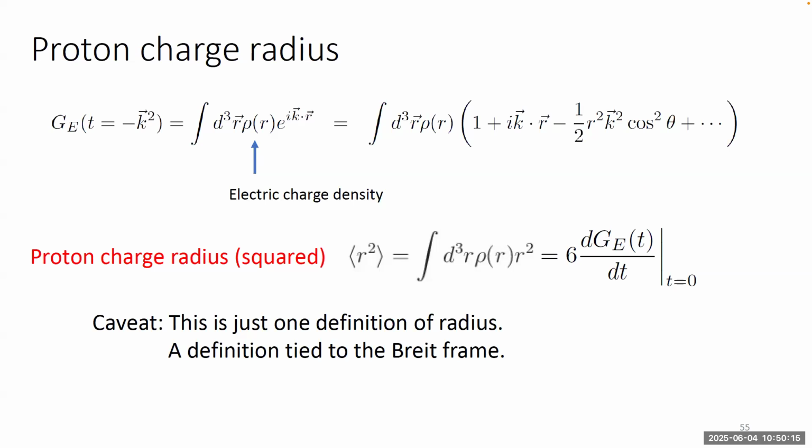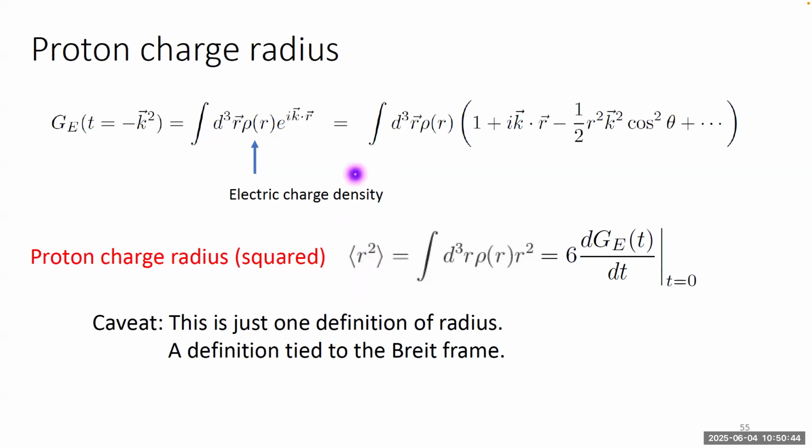But I have to also give you a caveat. This is just one definition of radius. Okay, the radius of a hadron is an ambiguous quantity. You can define radius in infinitely many ways, to be honest. And this is just one definition. But once everybody agrees on the definition, and if there is a well-defined way of measuring this radius, then that's fine. So that's how it works.